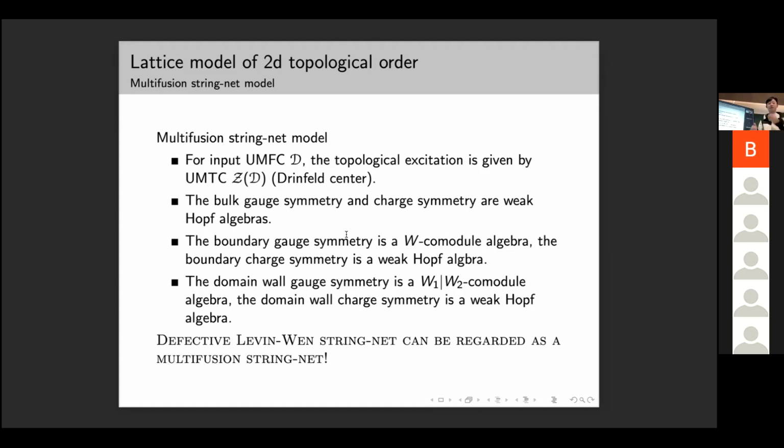So there must be some gradient structure behind this charge symmetry. And the boundary symmetry is just the topological algebra. This can be understood in the following way.